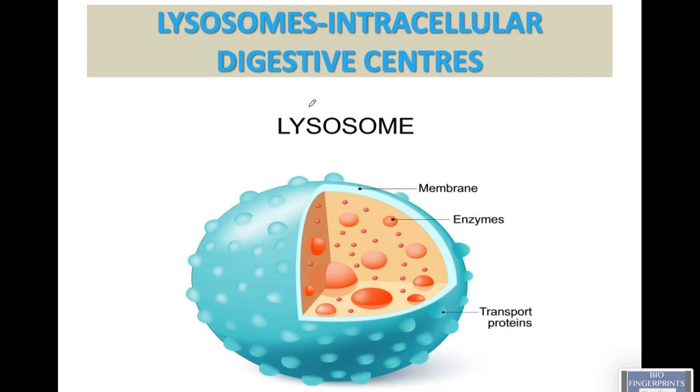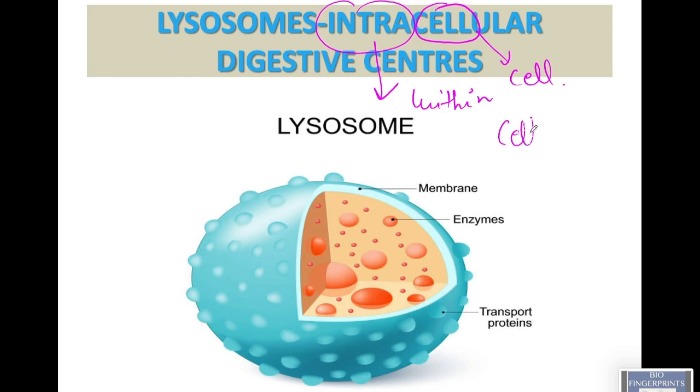Next, moving on to lysosomes. Lysosomes are also known as intracellular digestive centers. Why? Because intra means within, and cell is simply the cell. It means within the cell, some digestive enzymes are present which destroy and digest foreign substances around them. And foreign substances could be cellular waste or viruses or bacteria or any other pathogens or allergens.